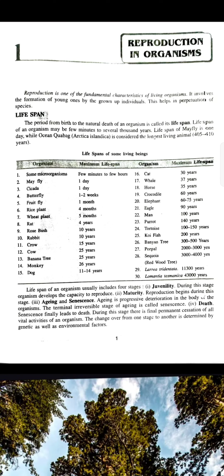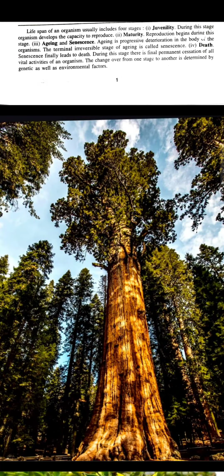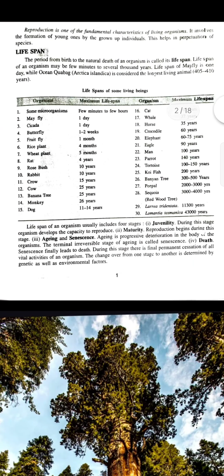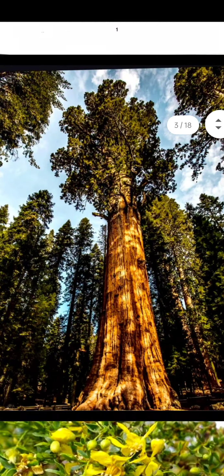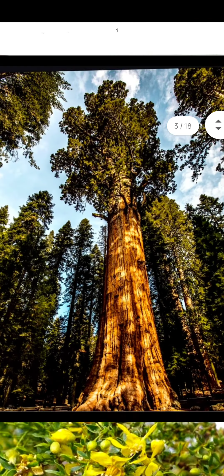I had taken a special photo for you also to look at the redwood tree whose lifespan is around 3000 to 4000 years. We can see over here. This is the redwood tree. Okay. Next is Larrea tridentata. Its lifespan is around 11,300 years. Let us look at its picture also. We can see this is that which lives up to 11,300 years.